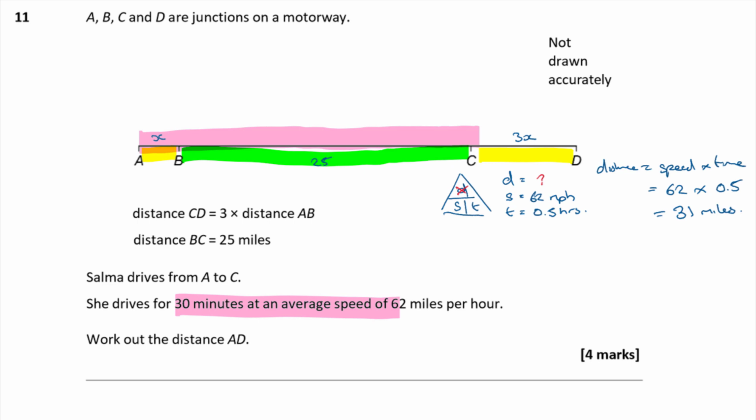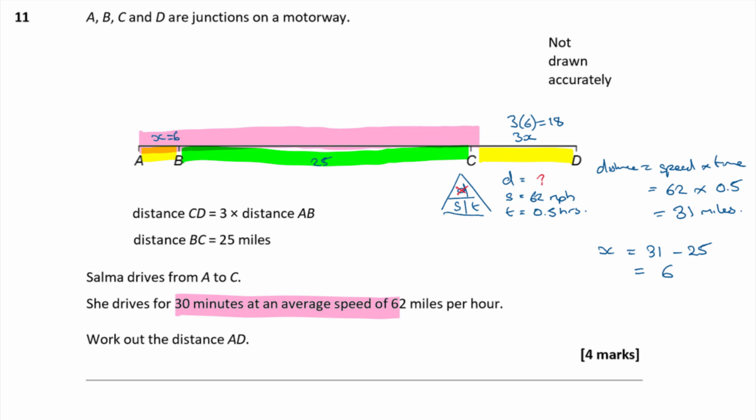So if the green bit is 25, then that little yellow bit at the beginning must be 25 taken away from 31. So my little x that I wrote down earlier is going to be 31 take away 25, which is 6. So this is equal to 6. So 3x means it's going to be 3 lots of 6, and that's going to be 18, isn't it? So I've got a 6 mile section, a 25 mile section, and an 18 mile section.